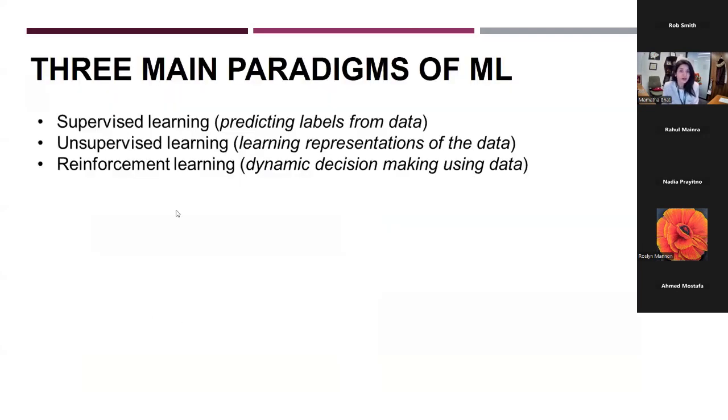So what are the three main paradigms of machine learning? You have supervised machine learning, you have unsupervised, and you have reinforcement learning.